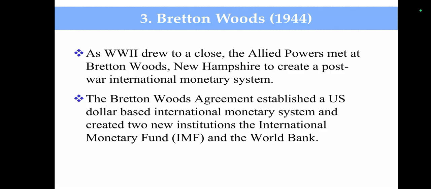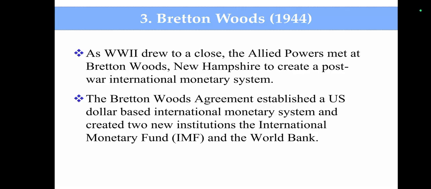After that, we started the Bretton Woods, during the Second World War. After the war drew to a close, the Allied powers met at Bretton Woods. The Allied powers were the US, the UK, as well as Russia. They met at Bretton Woods, New Hampshire, to create a post-war international monetary system, after World War Two, which ran from 1939 to 1944. After this war, much had collapsed.